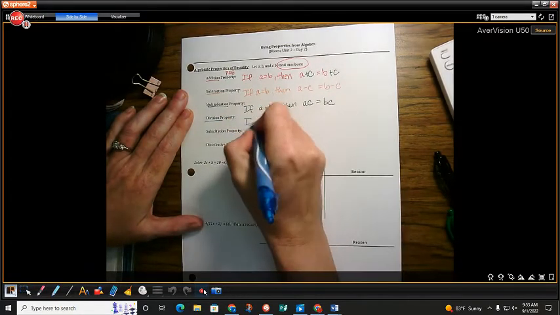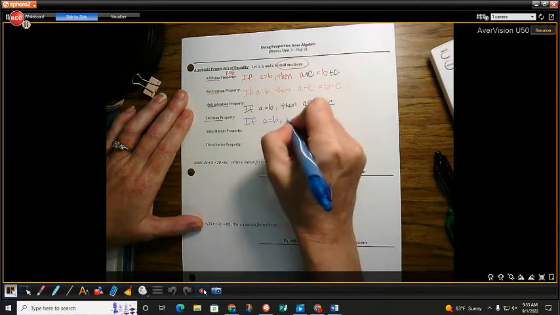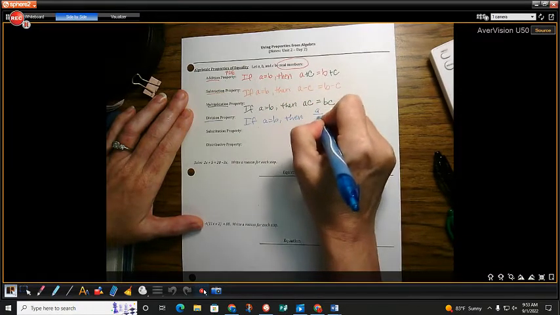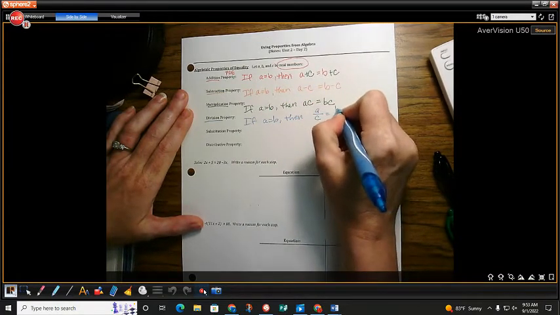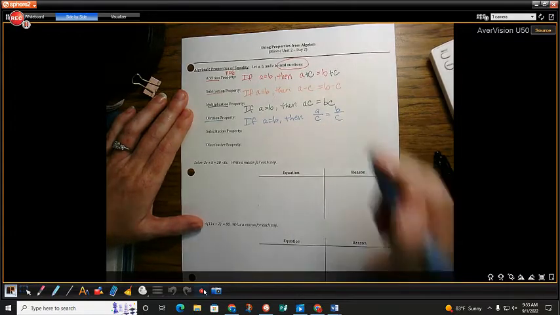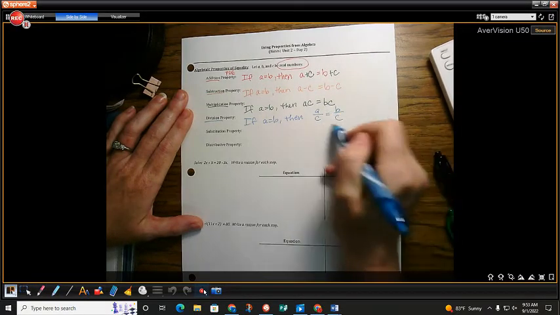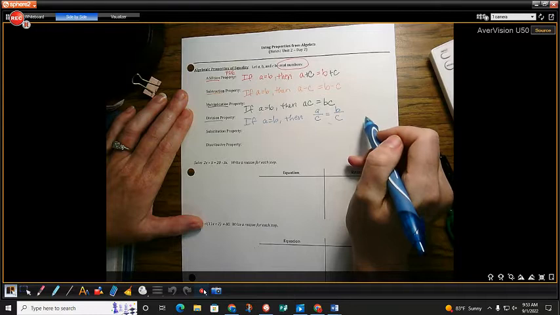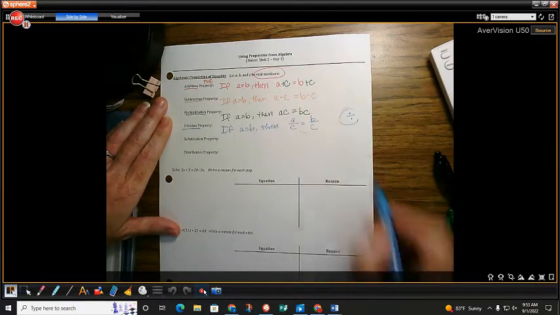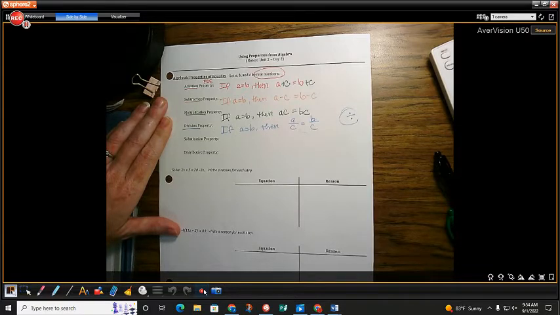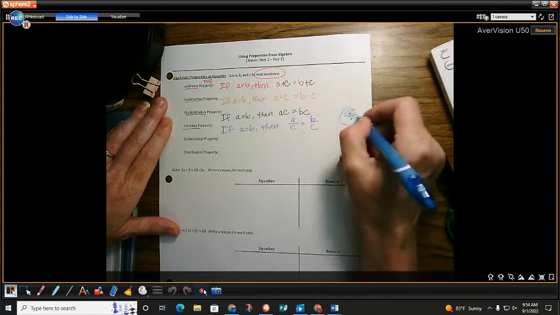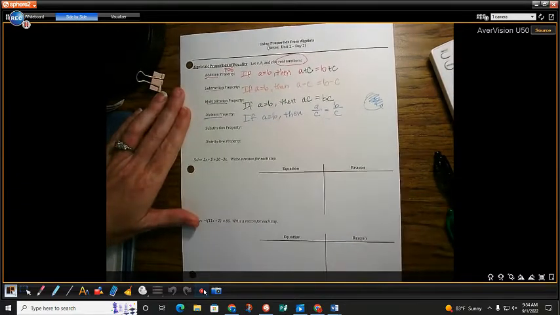Division property, Dasha? If A equals B, then A divided by C equals B divided by C. There you go. Notice I wrote them as up and down using the fraction bar as my division bar. We do not like to use this little short division symbol from elementary school. That's like a crutch for little kids. We don't use that anymore. We use the fraction bars. Learn them, love them, live them.